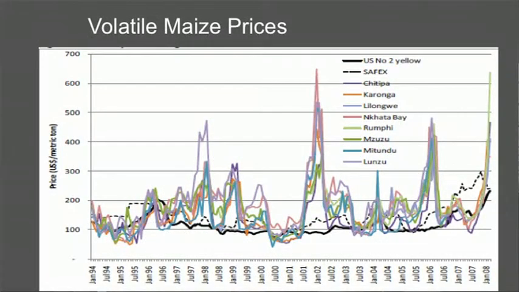This is looking at another dimension of the perceived problem, which was the volatility of prices. This is from 1994 to 2008. All I want you to see in here, these are maize prices for a series of different points inside of Malawi, is simply that maize prices were extremely volatile, very responsive to seasonal variations in availability of maize, very responsive to variations from harvest to harvest.